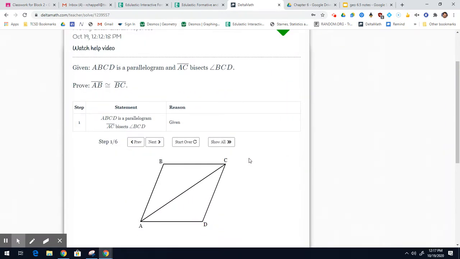Use the proofs from 6.4 to help you with these proofs in 6.5. Again, I'm here to help too. Just do your best. All right, best of luck.